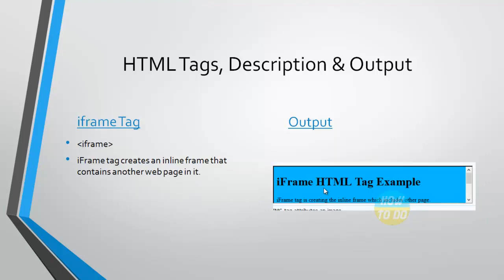Next comes the iframe tag. Iframe tag creates an inline frame that contains another web page in it. This is the output for the same. The example for this would be in a specific website when you are preparing it, and if you want to insert a small section, and if you want to preview another website in that particular section, you will be able to use this particular iframe tag.